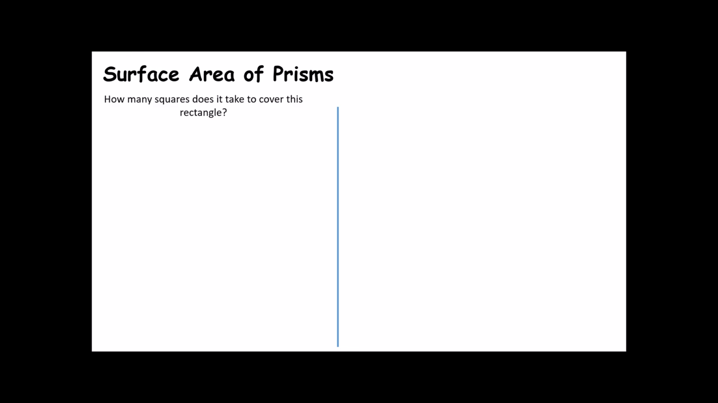Before we talk about surface area, I want to ask you this question. How many squares does it take to cover this rectangle? Now, a rectangle, of course, is not a 3-dimensional figure. It's not a prism. It's a 2-dimensional or flat figure because it only has height and length, or sometimes we would call this length and width. And I'm going to go ahead and tell you that this is going to be an inch square. It's 1 inch wide, 1 inch long, so we refer to this as 1 square inch.